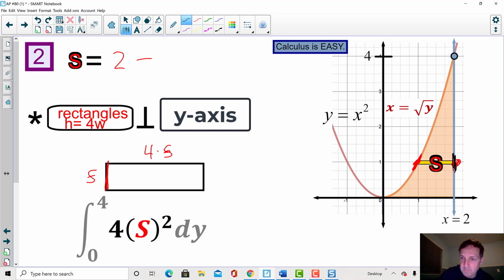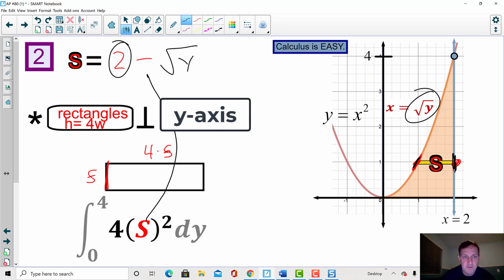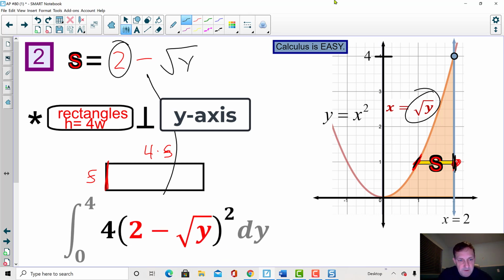And again, I'm doing right minus left, where the right is 2. Then I do minus, and the left is just going to be square root of y. And that's my s, and I can plug my s in and I'll be done. My s is going to be 2 minus the square root of y. There we go. That's my final integral.